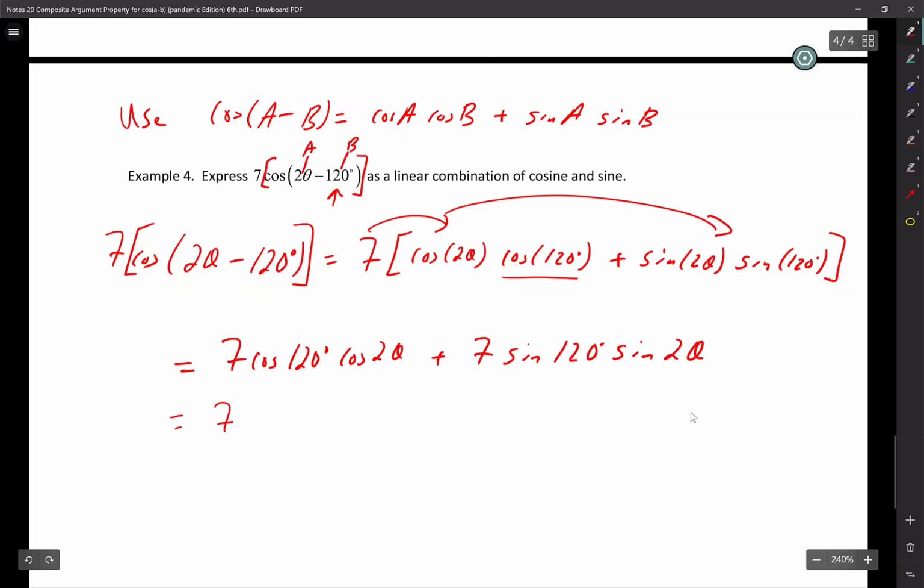All right. Cosine 120. Look at your unit circle. If you have it memorized, even better. But if you don't have it memorized, no big deal. Cosine 120 is in quadrant 2. That is going to be a negative half. Sine 120, we're in quadrant 2. That's going to be square root of 3 over 2.